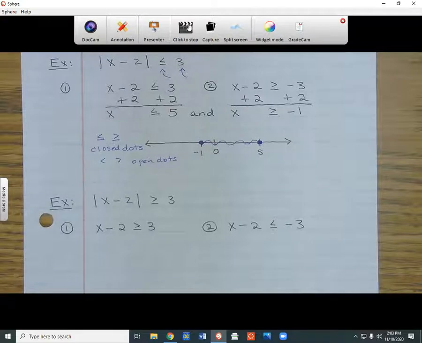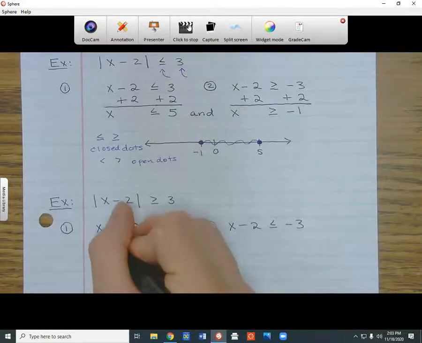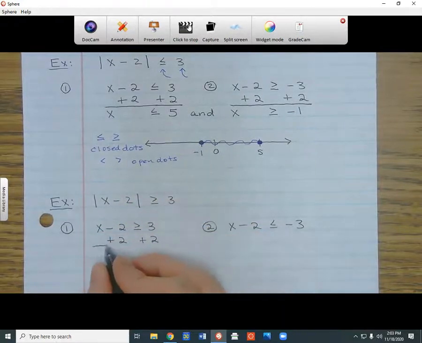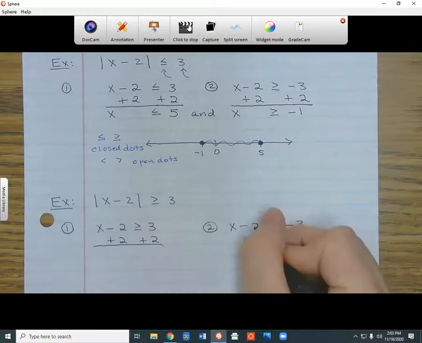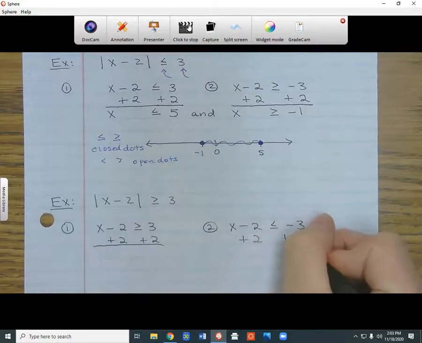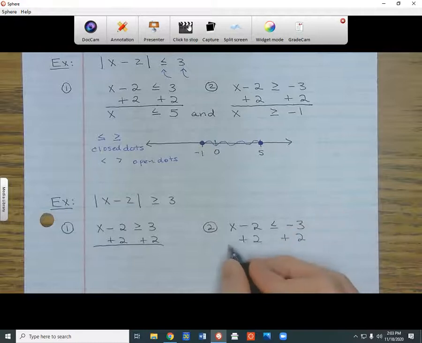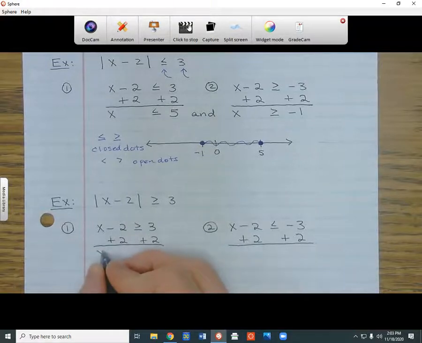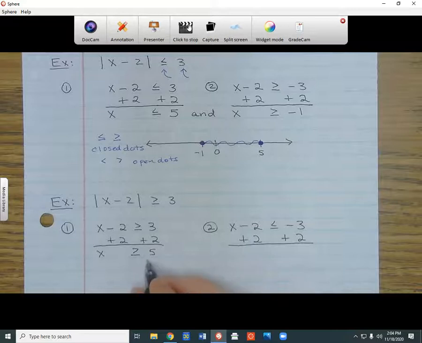So to get x by itself, I've got to add 2 to both sides. So I add 2 right here, and I add 2 on this side as well. Over here, I'm going to do the exact same thing, adding 2 on both sides of the inequality. Alright, so for my first solution, the x is going to come down, and the greater than or equal to sign is going to come down as well. And 3 plus 2 is going to give me 5. So I'm done with this one.